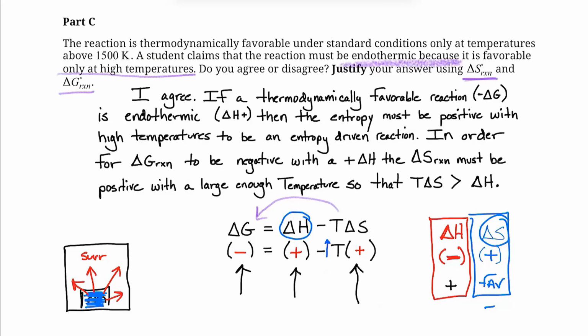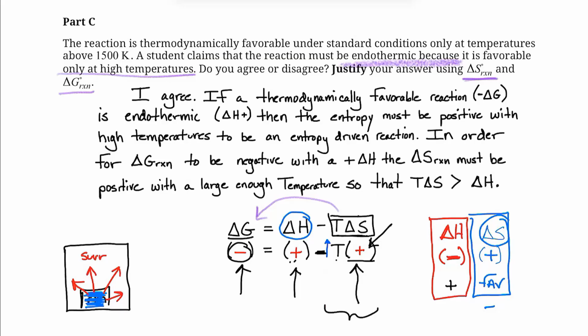Do the math. A positive minus a positive means that this negative value can occur as long as this positive value, with, don't forget, the negative in front, is big enough to overtake this positive. See what I just said there? If this positive value is big enough, remember the negative is here, so overall it's really a negative expression. If this T delta S part is big enough, which makes it more negative to overcome the positive value of the enthalpy, this becomes negative. So I said I agree.